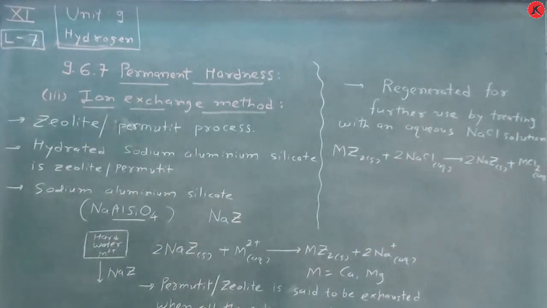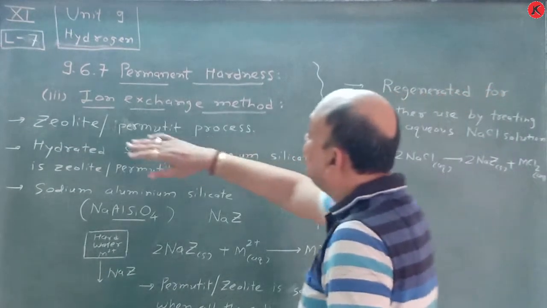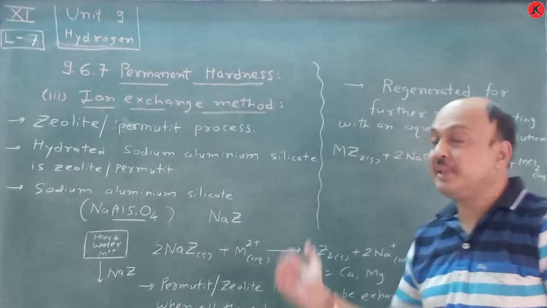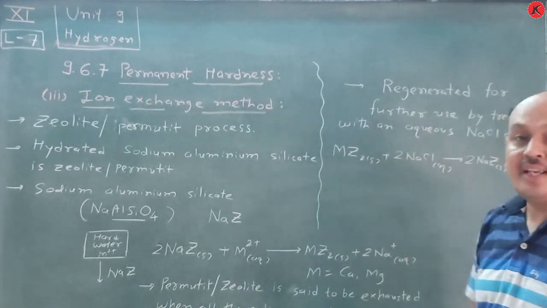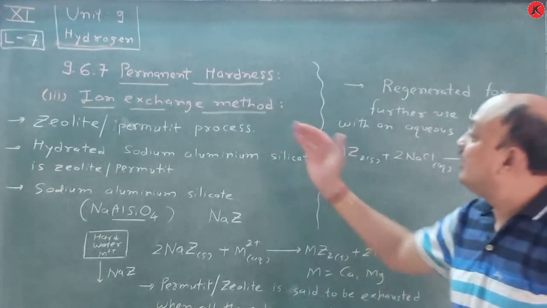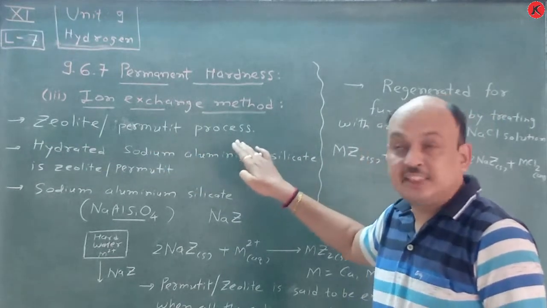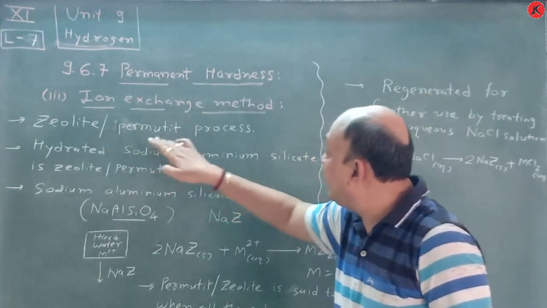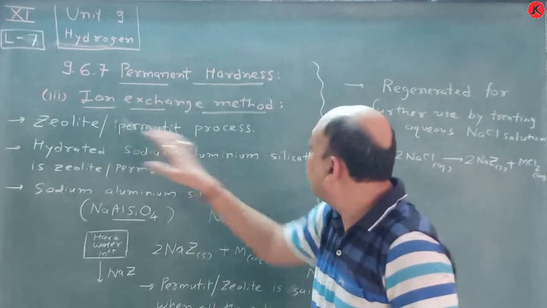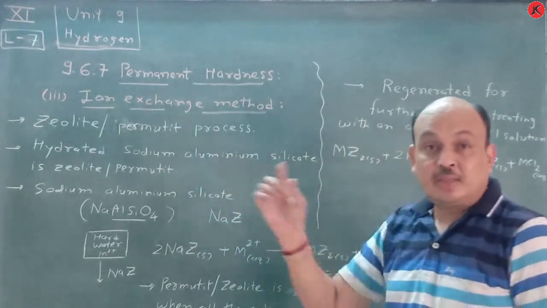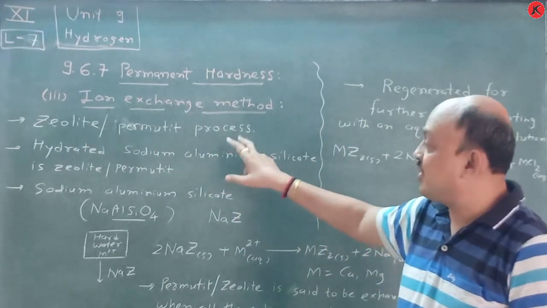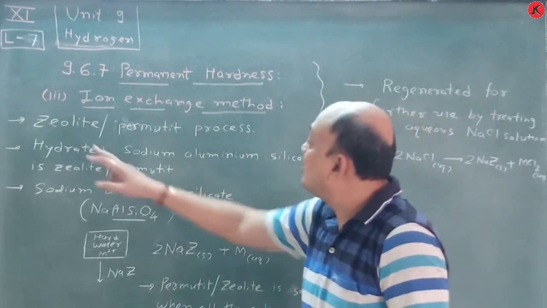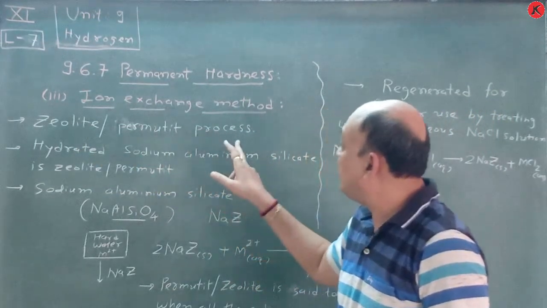Here, the third method is not the synthetic resin method, but the ion exchange method. Remember, this method is very easy. Another name of this ion exchange method is the zeolite or permutit process. Remember the name, as a question may be asked from this.